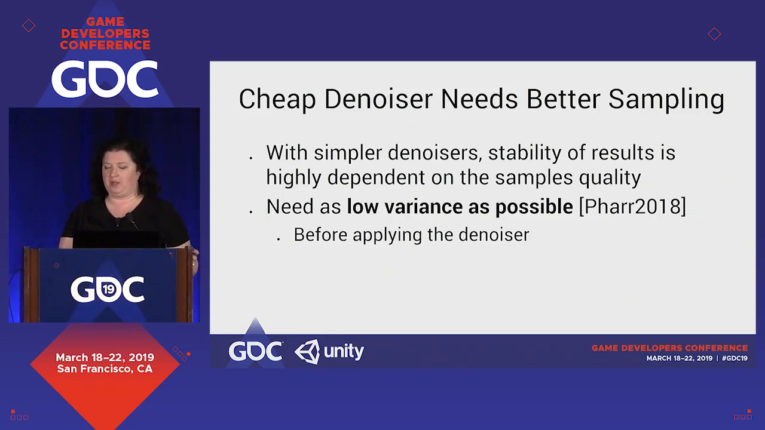Now, with a simple bilateral denoiser, stability of results is very highly dependent on the actual quality of the samples that feed into the denoiser, which is why sampling is crucial in order to generate a good frame. When you have good samples, your denoiser result will be much more stable. And Matt Farr, in last year's 2018 Advances talk, gave a really wonderful presentation on the intuition of some of the approaches that you need to think about to achieve low variance. This is important to do before you apply the denoiser.